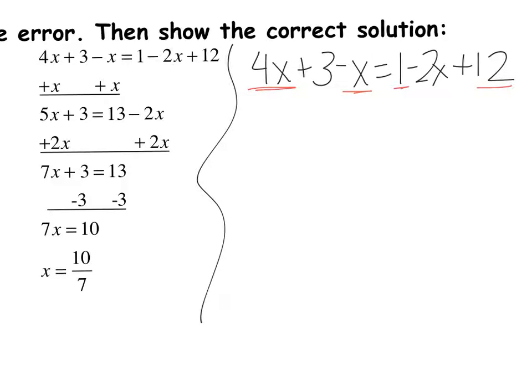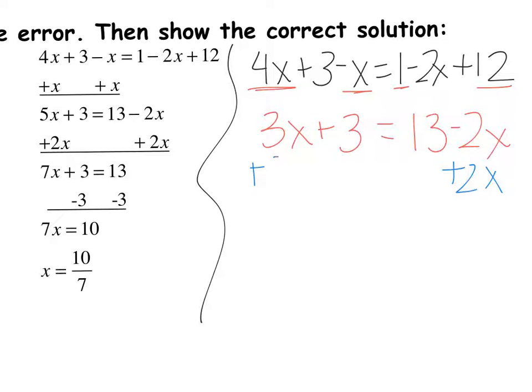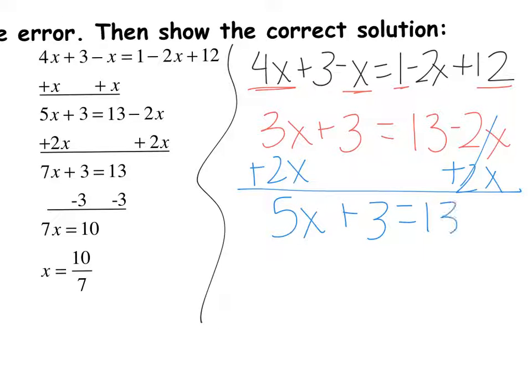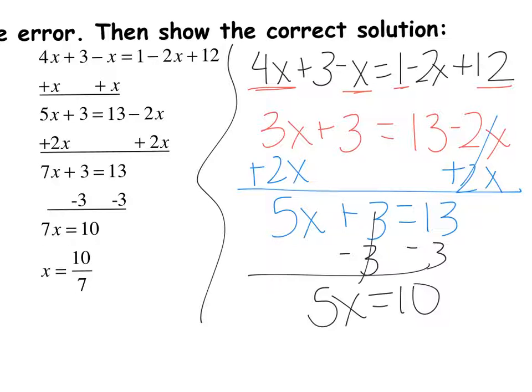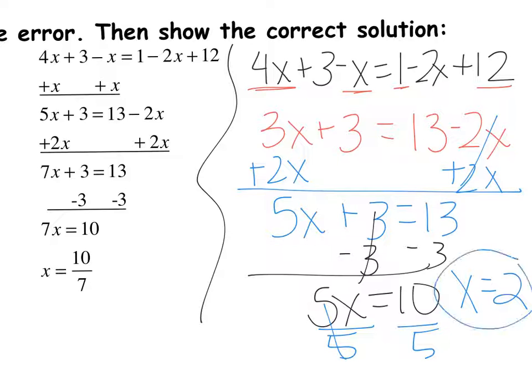On my left side, I have now 3x plus 3 is equal to 1 plus 12, so 13 minus 2x. And then from here, I'm going to add 2x to both sides. So 5x plus 3 equals 13. I'm going to subtract 3 on both sides. So 5x equals 10. And then we can divide both sides by 5. So x also equals 2. Going back, I see that they said x equals 10 over 7, which is incorrect. We got an answer of 2.